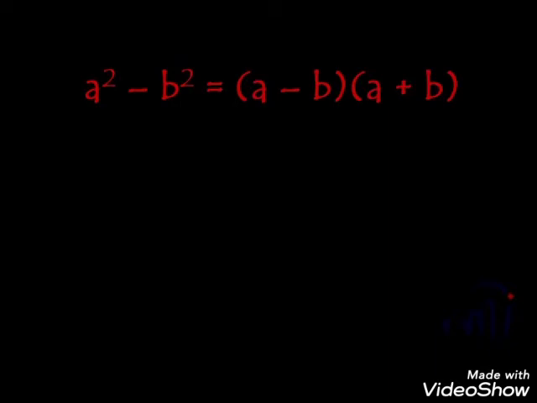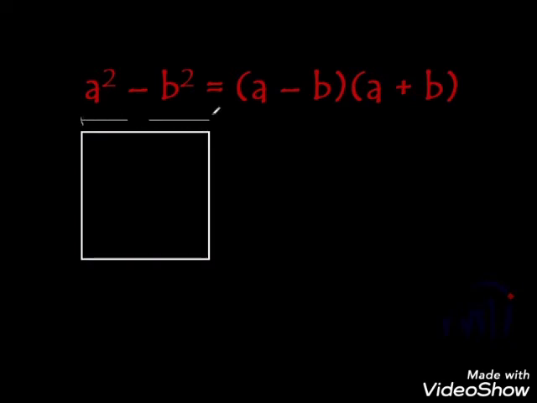Hi. So the identity we are going to learn today is a square minus b square. So a square is the area of a square whose one side is equal to a. So let me make a square. So this is the square of each side equal to a, right? This means that this is equal to a, right? And this will also be, vertically also, equal to a, right? And what about the area of this square? The area of this square is a square, right?